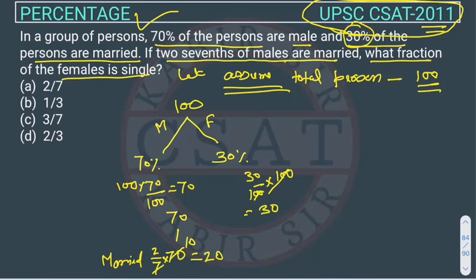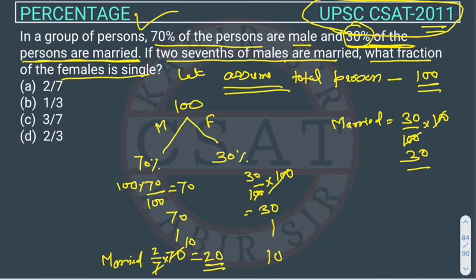So 30% of the persons are married. One more figure is given that 30%, how many married persons are there? Married people are 30% of total, we assume 100. So there are 30 married people. Okay. So 20 married are male. So the remaining married will be 10, and they will be female.